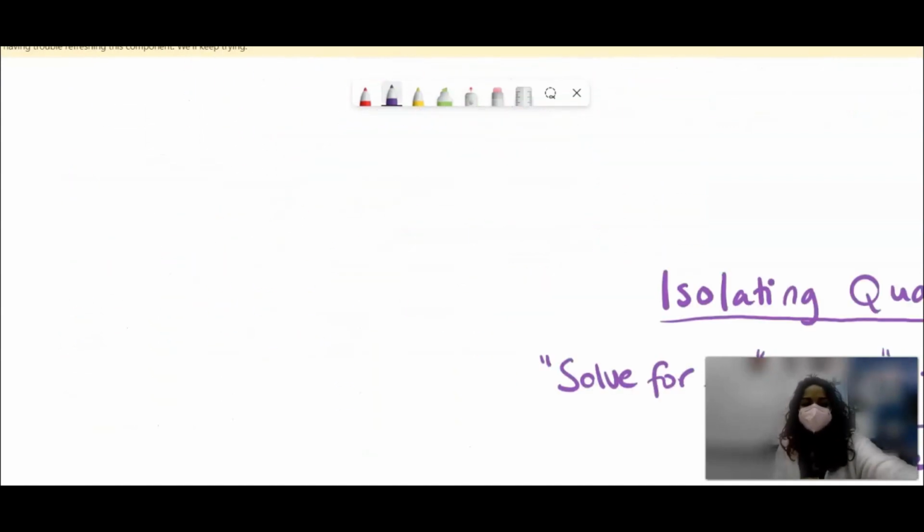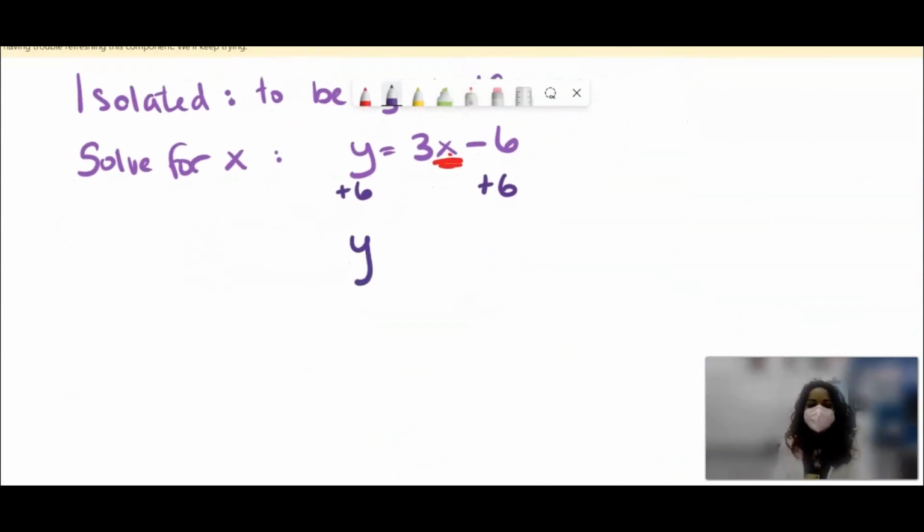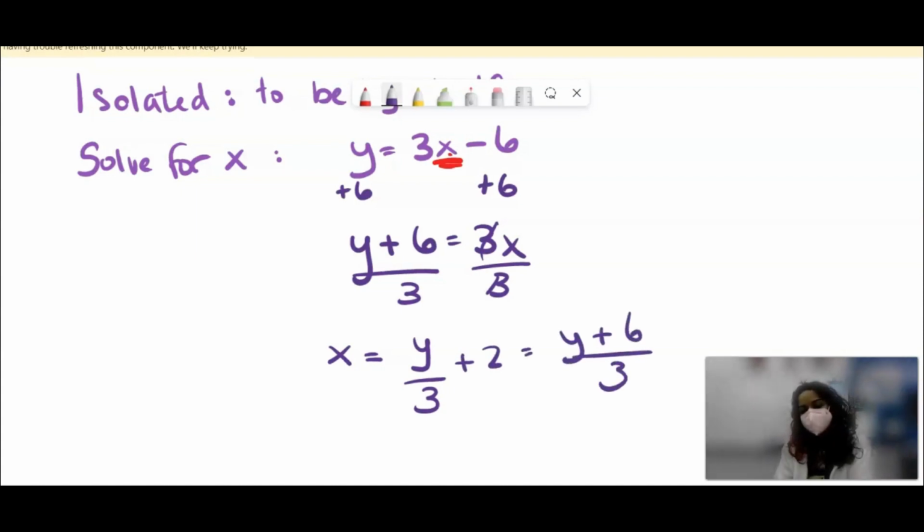So I'm going to get y plus 6 equals 3x. And then I want to divide by 3 because 3 is being multiplied by x. On your list of options on the test, it might be y over 3 plus 2, or it could be y plus 6 over 3. In this first one, I just divided 3 into both of my terms, and 6 divided by 3 is 2, and 3 doesn't go into y, so it just stays that way.